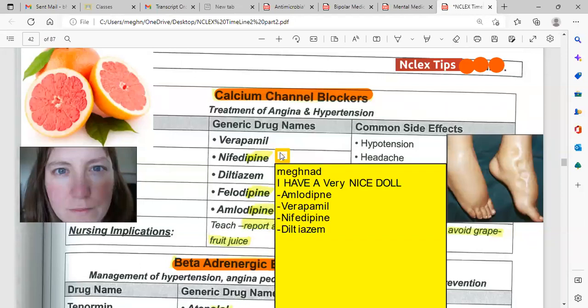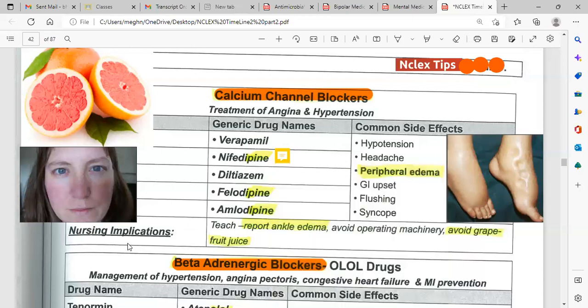So here is how I remember the names of calcium channel blockers. An easy way to remember: I have a very nice doll. Okay, means nice doll. A for amlodipine, B for verapamil, N for nifedipine, and D for diltiazem. All of them are calcium channel blockers.